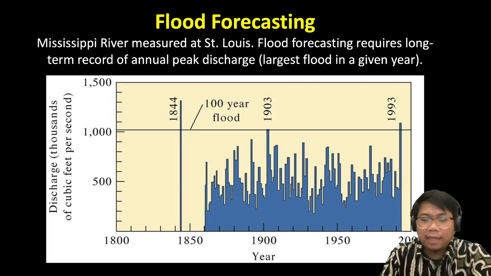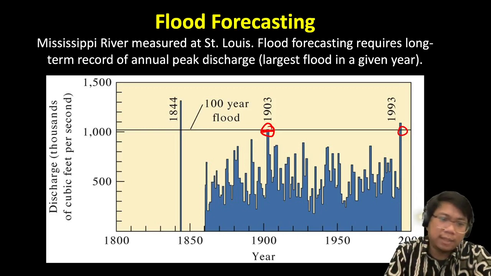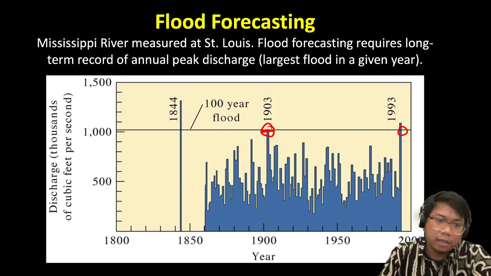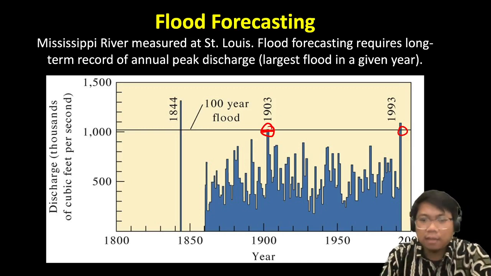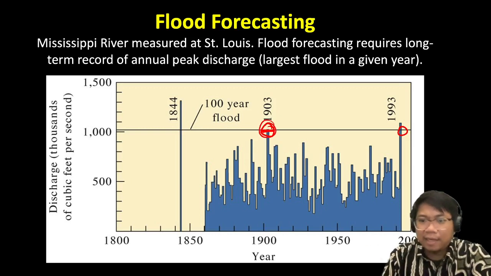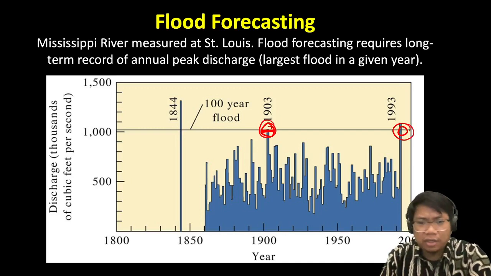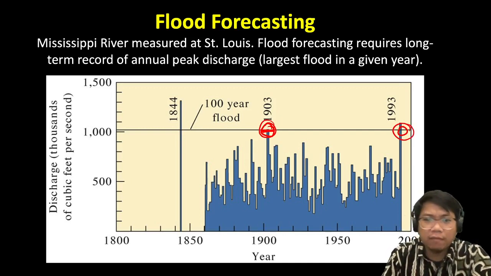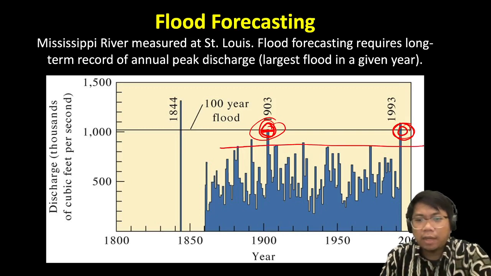and from here they can measure that we might have some 100-year floods right here, because we have this level of about 1 million cubic feet per second that occurred in 1903 and occurred again in 1993. So it's about a 100-year flood. So we might have a 100-year flood right here, and then maybe a 50-year flood in between there, and so on.